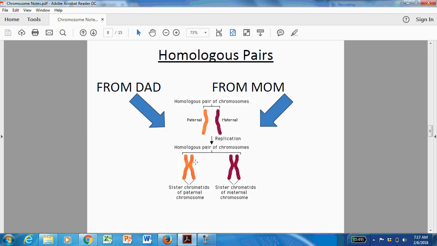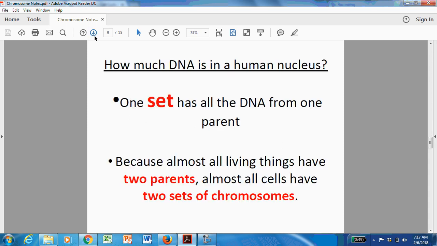So it just is a matter of, if you're looking at pictures of chromosomes in cells, your homologous pairs are either going to look like this first picture or they're going to look like this second picture. It just depends on, again, where you're looking at the cell in the cell cycle. So how much DNA is in a human nucleus?